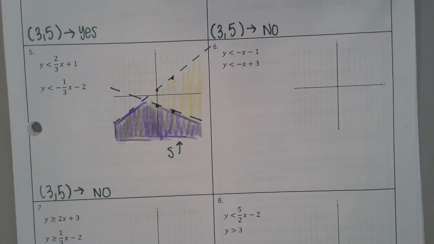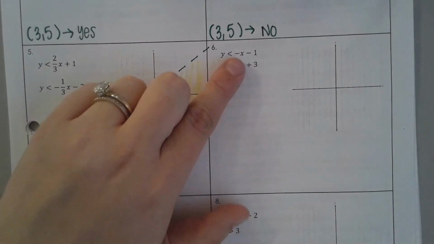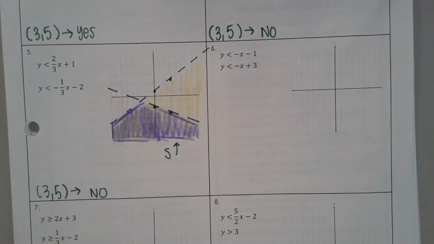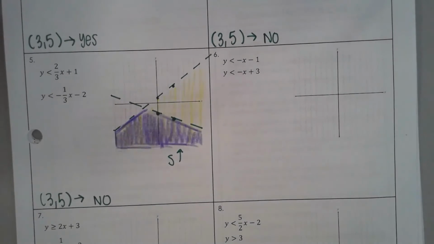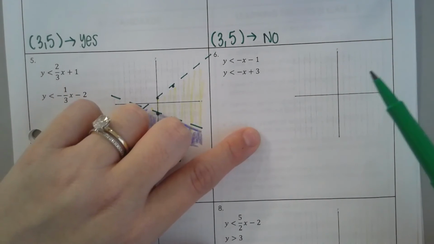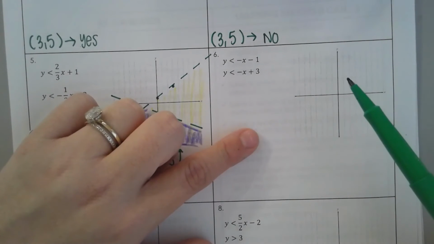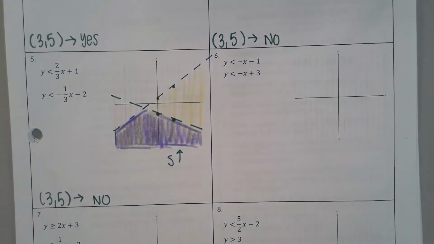So when we get to number 6, what do you notice about these 2 lines? They are both dashed. What else? They're parallel, because they both have the same slope. Now, in a normal system of equations, we would know right off that that would be no solution. But on inequalities, sometimes it's no solution, sometimes there is a solution. It all depends on where you shade. So you still have to graph these to see.